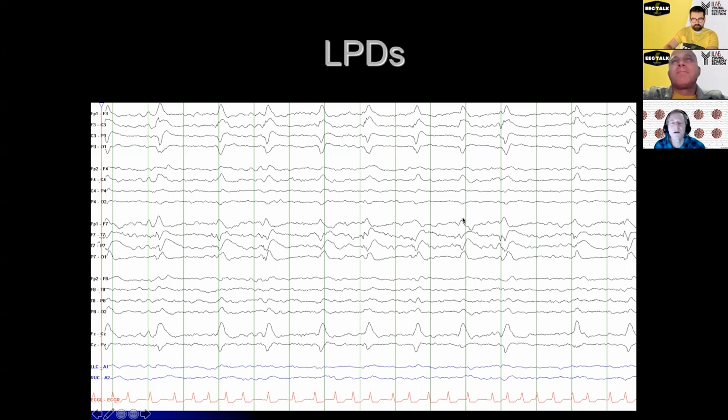And these are PLEDs, right? Because there's some attendees that still call them PLEDs. So same thing? Yeah, so what I like to say is some people pronounce LPDs PLEDs. But the old name was periodic lateralized epileptiform discharge. It seems to be a disease of the elderly.